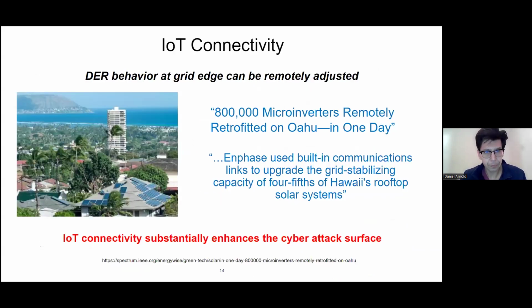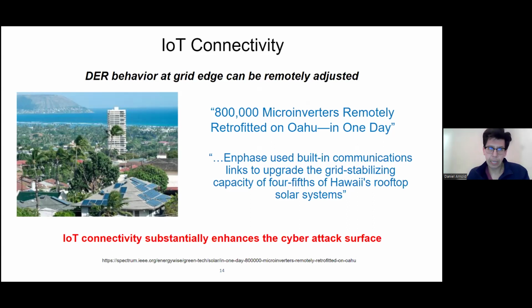So when you couple this with the fact that these DER are incredibly IoT connected, there is a substantial expansion of the cyber attack surface here.